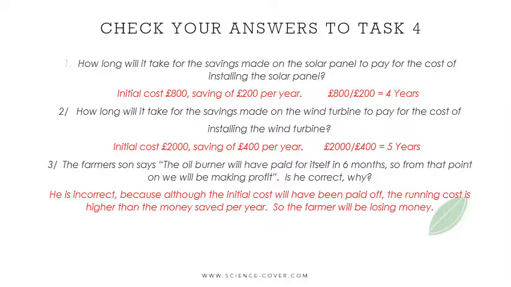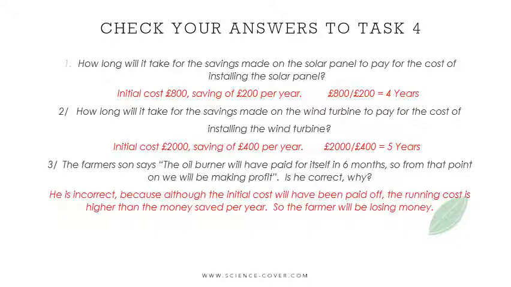Let's check our answer to task 4. How long will it take for the savings made on the solar panel to pay for the cost of installing the solar panel? Well, the initial cost was £800 and we're saving £200 a year, so it'll take 4 years to pay for itself. How long will it take for the savings made on the wind turbine to pay for the cost of installing the wind turbine? The initial cost was £2,000 and the savings were £400 per year, so that means it'll take 5 years to pay for itself.